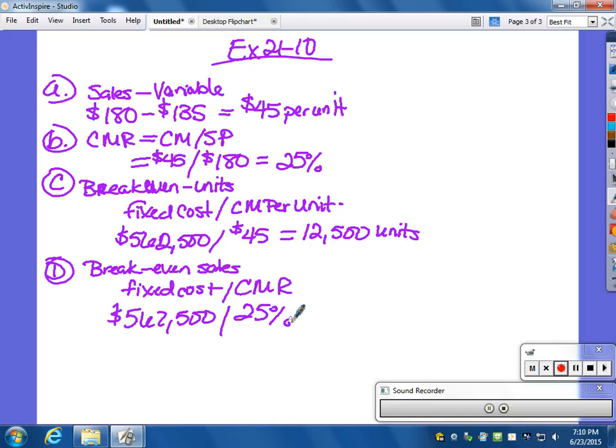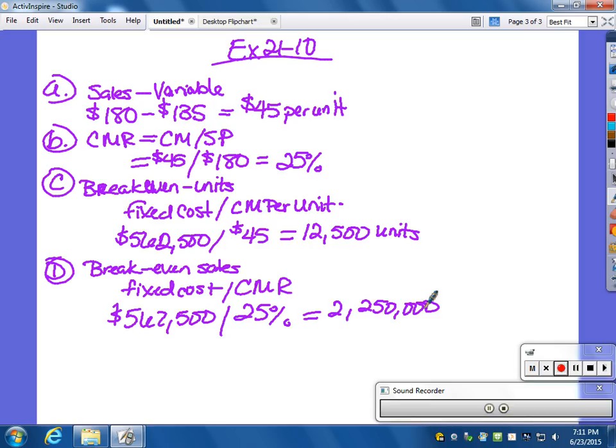How much is it for the break even in dollars? That's what it is. Is that what you got? No. Why didn't you get that? Am I right? I think I'm right.